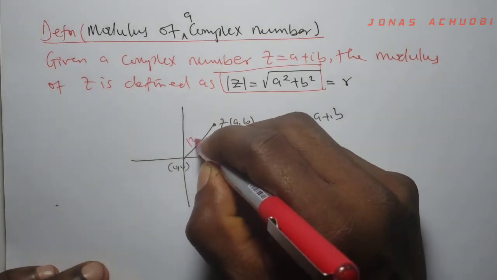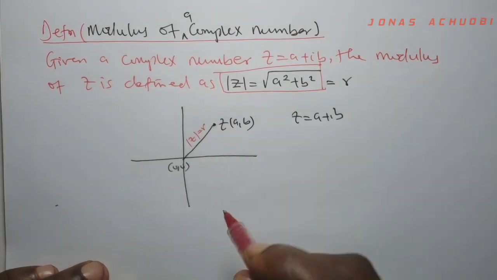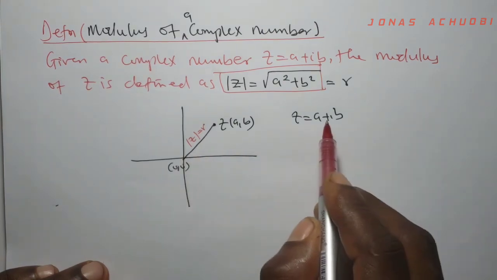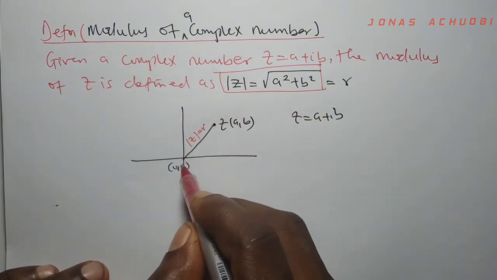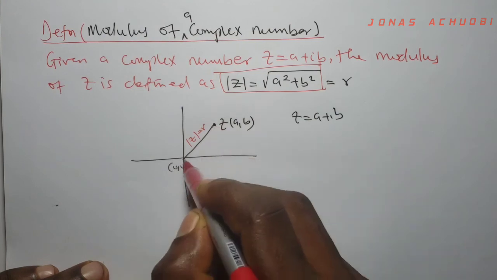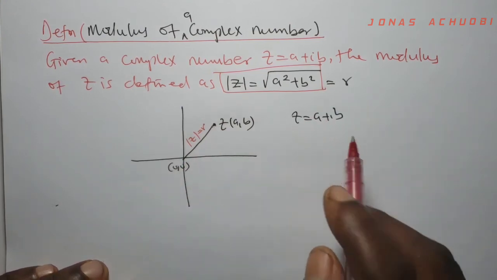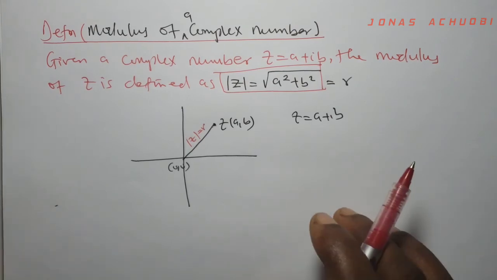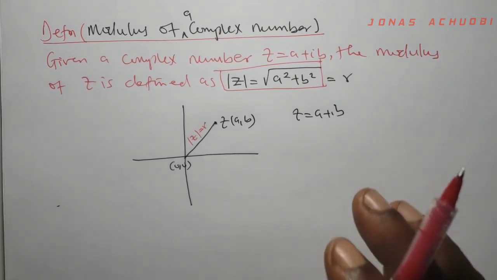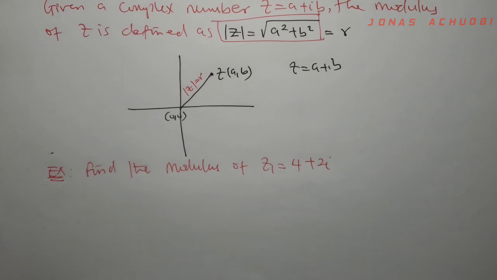So this length, r, is what we refer to as what? The modulus of the complex number. So we are referring to the length or the magnitude of the complex number z equal to a plus ib. Let us take one or two quick examples to illustrate how we make use of the formula.